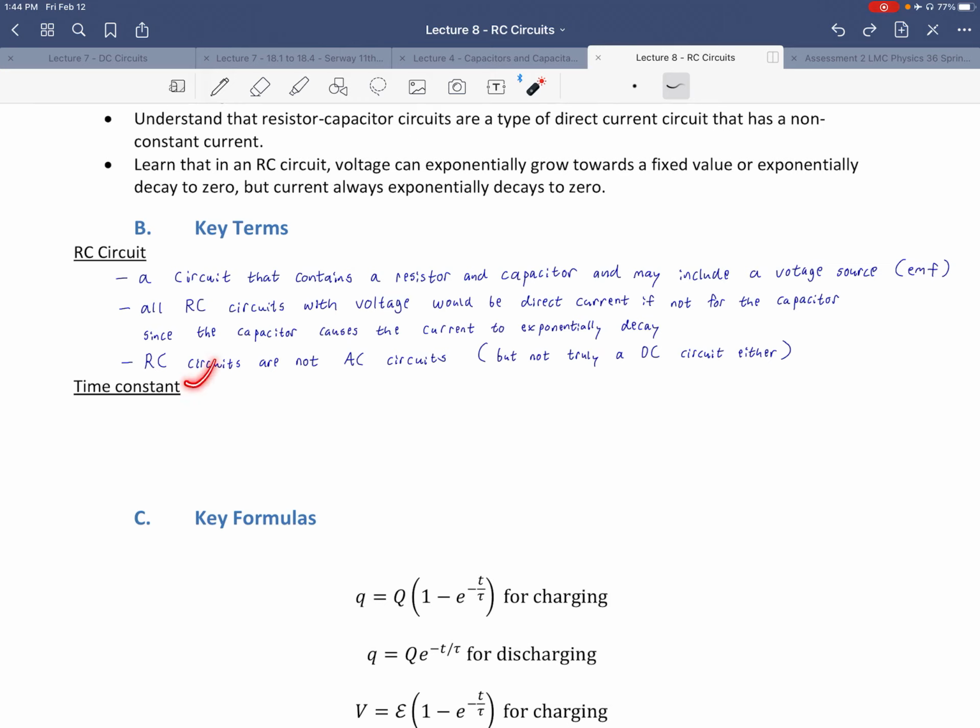Okay, so what is a time constant? Well, time constant is a term that's going to come up a lot. It's a term that's given to a particular set of variables for this resistor-capacitor circuit. It's represented by the letter tau. It has units of time, so we'll take a look at that. It's equal to RC.